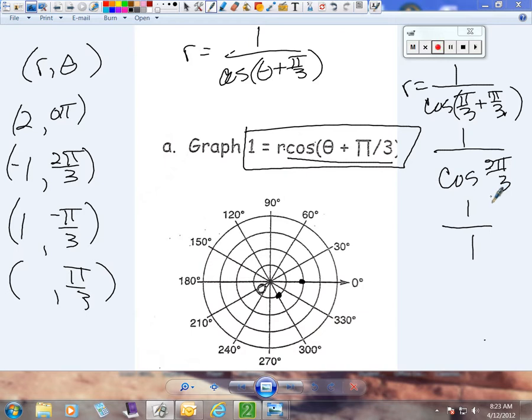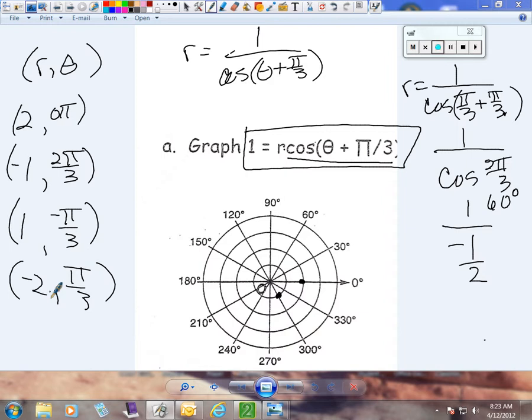I just want the degrees for this. It's a positive 120, isn't it? Which means I'm going to do the cosine of 60 degrees and it's going to be negative because we're in the second quadrant. So what's the cosine of 60? Isn't it 1/2? So in this case it's going to be negative 1/2 because we're in the second quadrant. So what's 1 divided by negative 1/2 going to be? Negative 2.